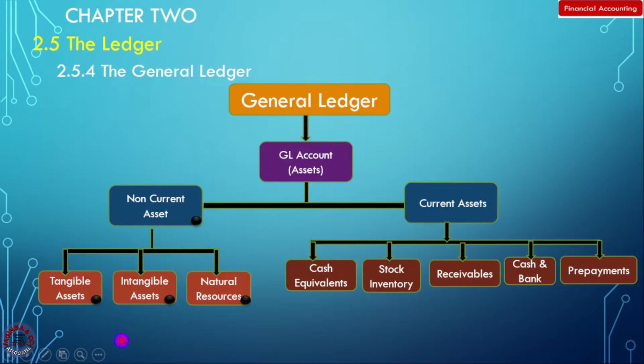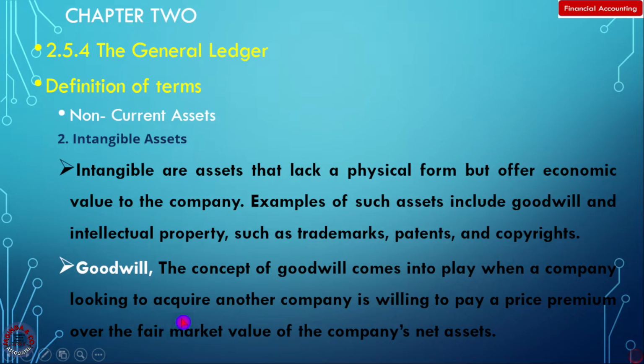So we also have intangible assets. So what do we mean by intangible assets? Intangible assets are assets that lack physical form but offer economic value to the company. So an intangible asset is something that you cannot touch. They don't have any physical form, but they have value to the company.